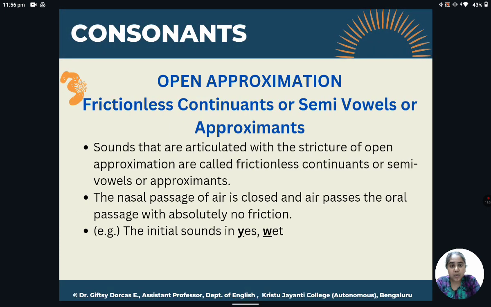And then you have the open approximation, also called frictionless continuants or semivowels or approximants. So sounds that are produced with a stricture of open approximation are called frictionless continuants or semivowels or approximants. And over here the nasal passage of air is closed and air escapes through the oral passage, but there is no friction. The sound y as in yes and w as in wet.